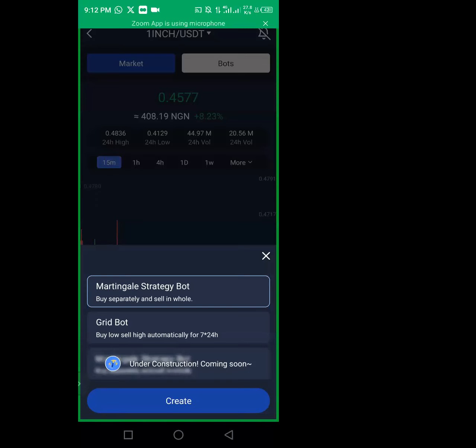So you see, this is the Martingale strategy. The robot does all this calculation. If you go to Binance to be trading on your own, you know that it's very hard for you to start doing all these calculations. So that is the Martingale strategy.